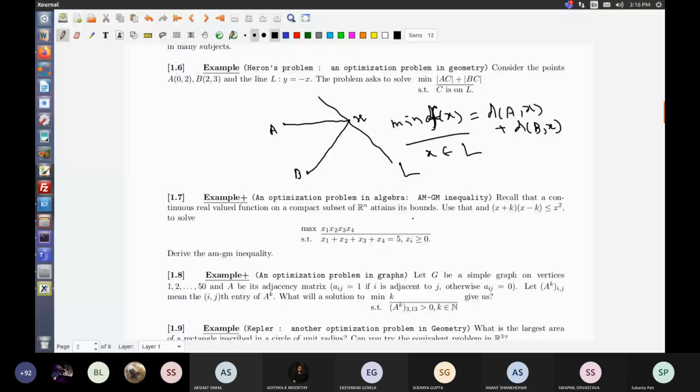So this set is a compact set. This is a quadrilateral that has the corners (5, 0, 0, 0), (0, 5, 0, 0), (0, 0, 5, 0), and (0, 0, 0, 5). So it's a closed bounded set, a compact set. The function is a continuous function, so it will have a maximum and a minimum.